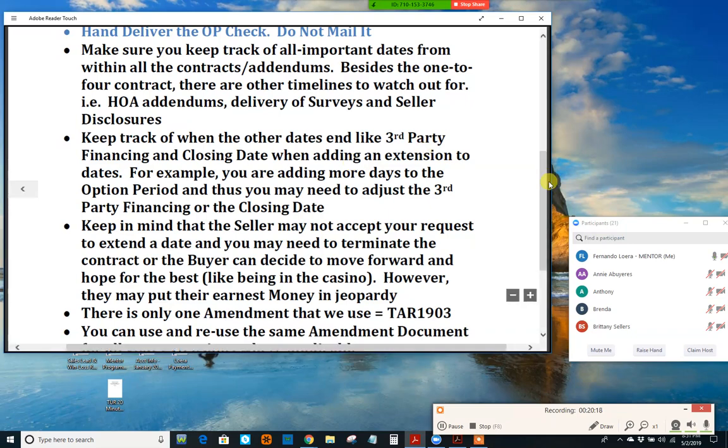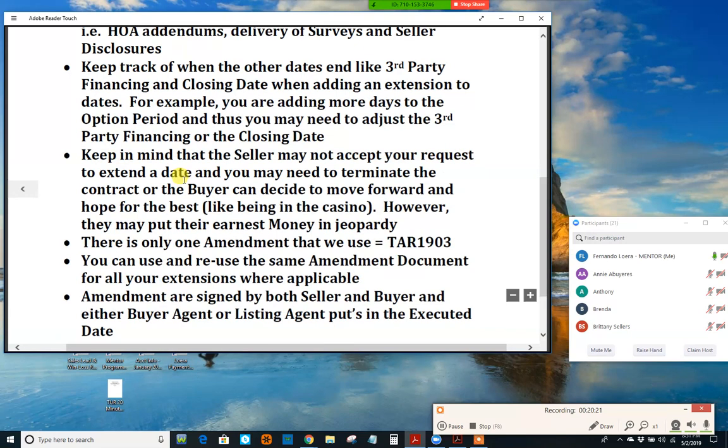Another thing that's really critical is the seller may not accept your request to extend a date at all. They can say, no, I don't want to give you 5 more days of option period. Now you can say, how about if I give you another $150 or $300 or $250 to extend the option period? But they still may say no. Some of my students ask me, why, Fernando? Why do you think they say no? Because they probably have another offer that's better, and they're waiting for you or your buyers to fail and terminate.